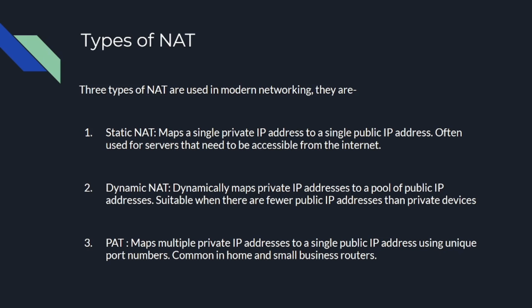Then comes the dynamic NAT. Dynamic NAT basically dynamically maps the private IP addresses to a pool of public IP addresses. And the dynamic NAT is often used when there are fewer public IP addresses than private addresses. Lastly, PAT. So what is PAT? PAT basically maps multiple private IP addresses to a single public IP address using unique port numbers, common in home and small business routers.